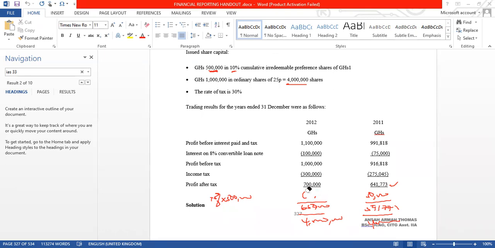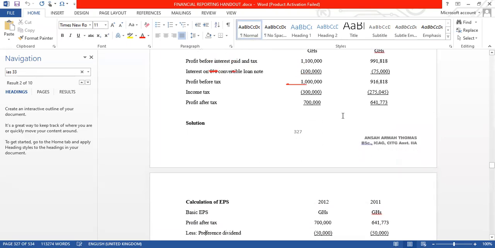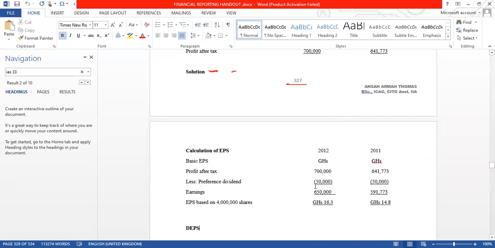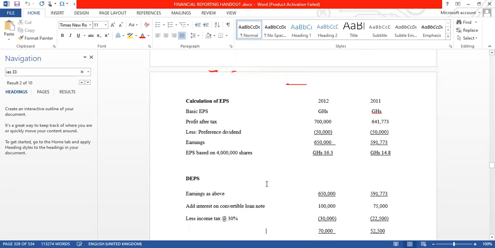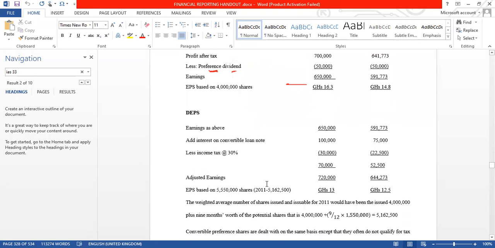And once you have your basic EPS, you go on to do your diluted. That is what you see here. Based on the 4 million, these are what you get. You want to now calculate your diluted EPS. You saw what we did here. The earnings is there, these are your existing earnings. The notional one that you are bringing in is coming from the interest. Remember, the interest on the convertible.